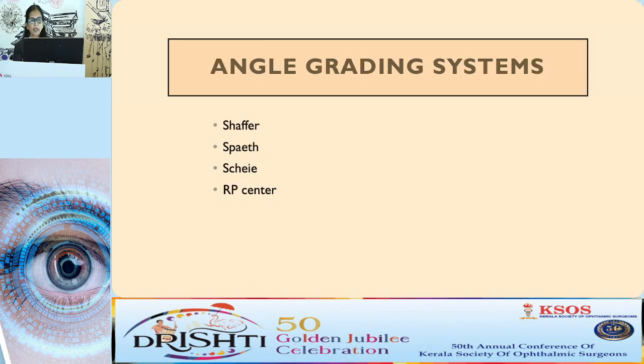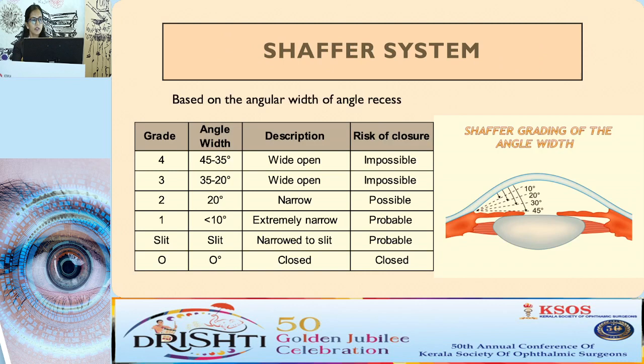There are different angle grading systems. The most popular and usually used is the Schaffer system, which is based on the angular width of the angle recess. And when the angular recess is less than 20 degrees, there is a chance of closure of the angle.